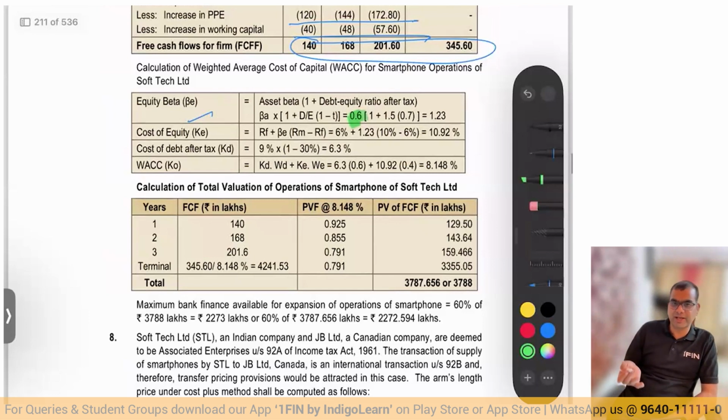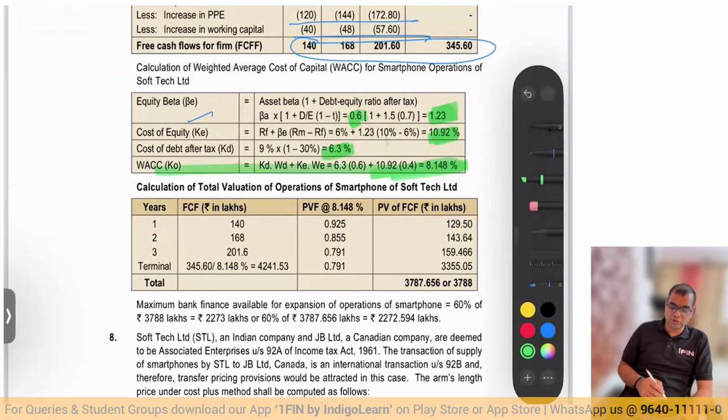Now, what is cost of equity? RF plus equity beta into market risk premium. Market return is 10% and risk-free rate is 6%. So you arrive at the cost of equity as 10.92. Cost of debt, what is cost of debt? 9%, they have said. You adjust for 30% tax, you get 6.3. So you compute the WACC, you'll get 8%, the weighted average cost of capital.